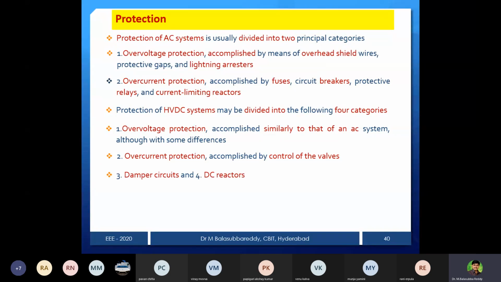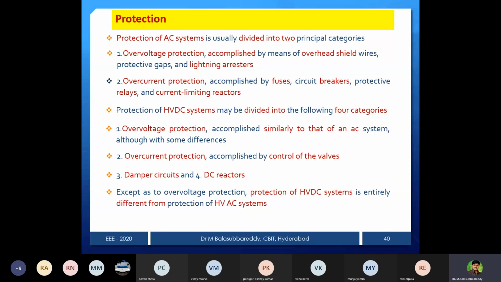The third one is a damper circuit, that is an RC circuit you can use, and then that is for discharging control. And the fourth one is a DC reactor. There is a major advantage in the case of DC reactors. They are also called a smoothing inductor, and that will be placed before the DC filter. That is what DC reactors are, and some of the advantages and functioning we'll discuss.